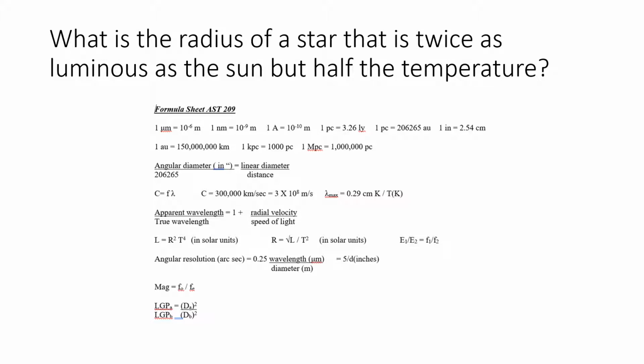What about this question? What is the radius of a star that is twice as luminous as the sun but half the temperature? So you're trying to relate radius, luminosity, and temperature. There are two different formulas here that relate those three things, both forms of the Stefan-Boltzmann law. So how do you know which one to use? Well, look at what you're trying to find. You're trying to find the radius. So if you can find a form of that formula that already has the radius by itself, isn't that going to make your work a lot easier?